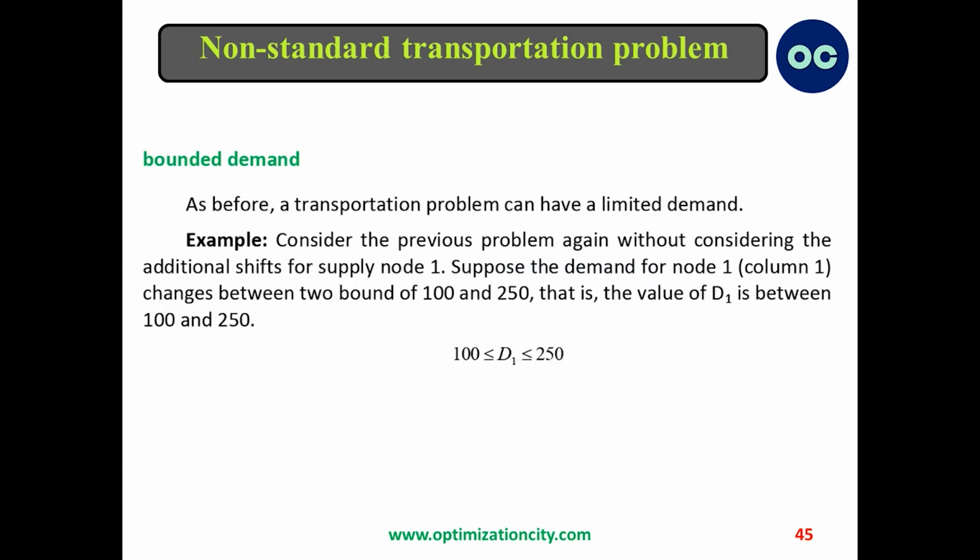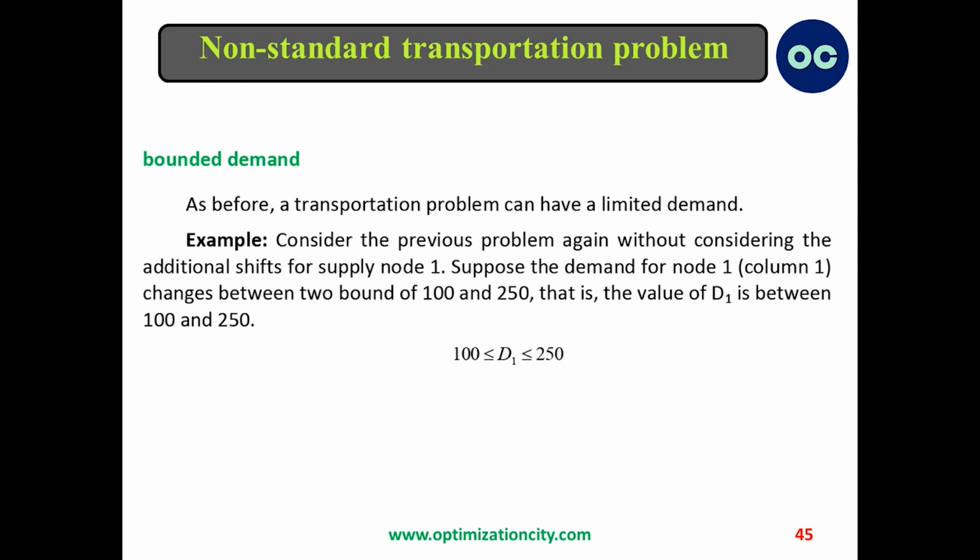Similar to bounded capacity for a supply node, a transportation problem can also involve bounded capacity for demand. For example, let's revisit the previous example without considering an additional shift for supply node 1. Now suppose that the demand for node 1, which is column 1, varies between the range of 100 to 250, meaning that the value of D1 can be anywhere between this bound.